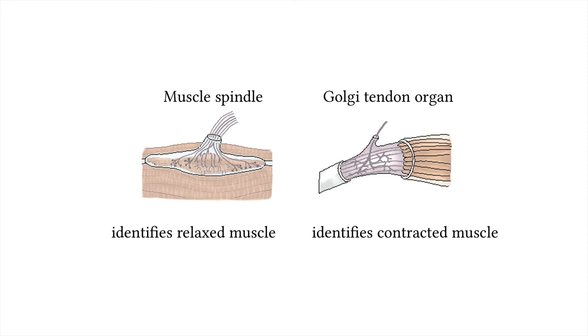Well, Golgi tendon organs also give us a sense of body position. So that is why you know without having to look at your foot whether it's flexed or not, or you know whether your knee is bent or not. The proprioceptors give you your sense of the position of your body.